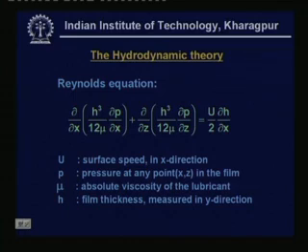And just a recapitulation: the historical background of this particular hydrodynamic theory is that from the experimental investigations of Petrov and Tower, and looking at their interesting results, Reynolds suggested a general equation for the hydrodynamic theory, and this equation is given here.